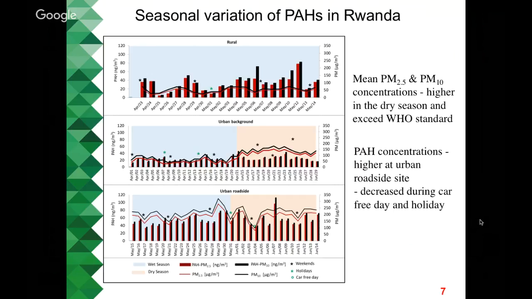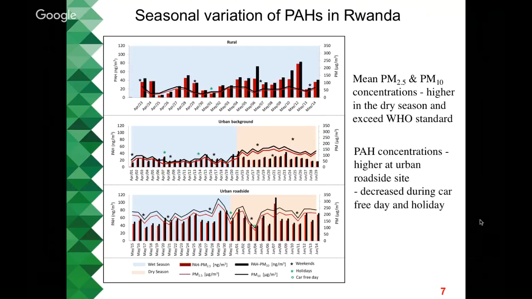This is the result. So this is a seasonal variation of PAHs in Africa, in Rwanda. So the first one is the different sites: rural, urban background, and urban roadside. The red is PM 2.5, and the black is PM 10, and these bars, those are PAH and NPAH. You can see in the region down.